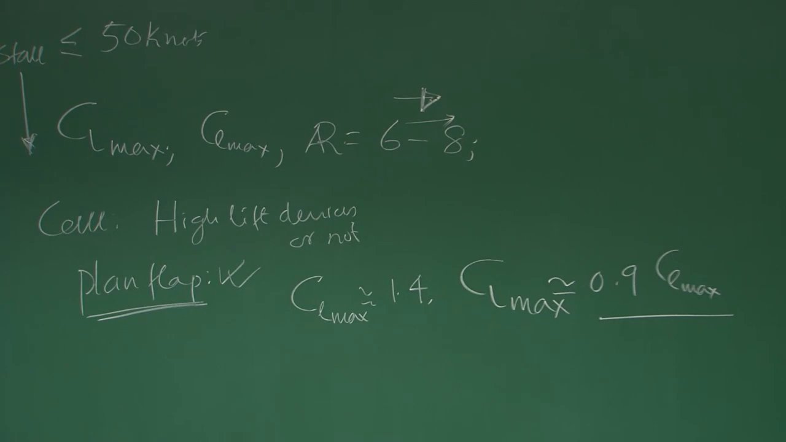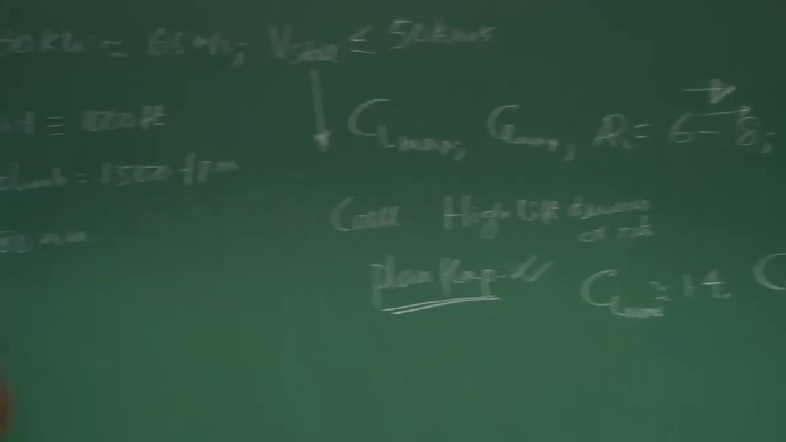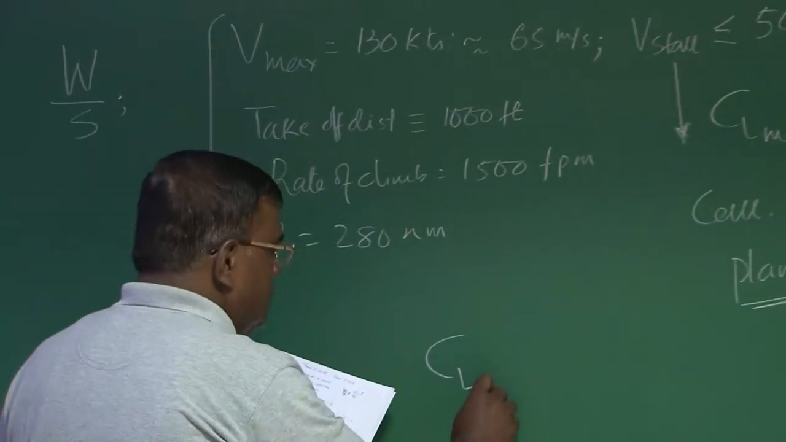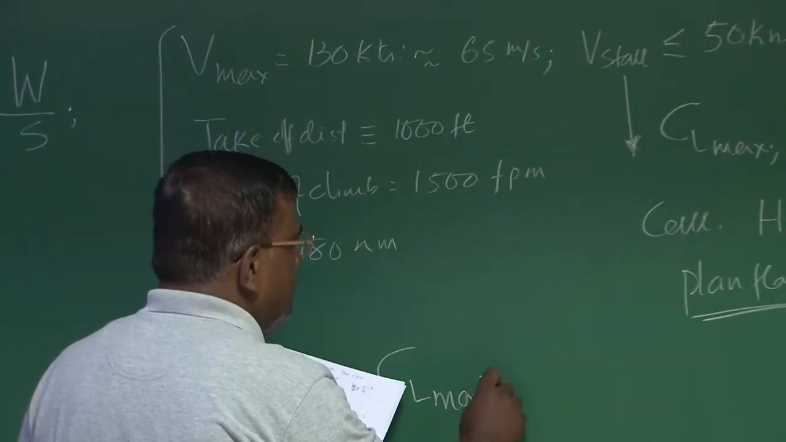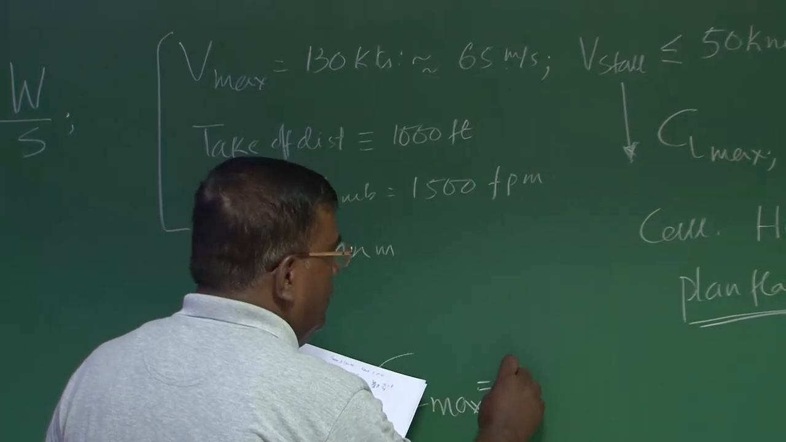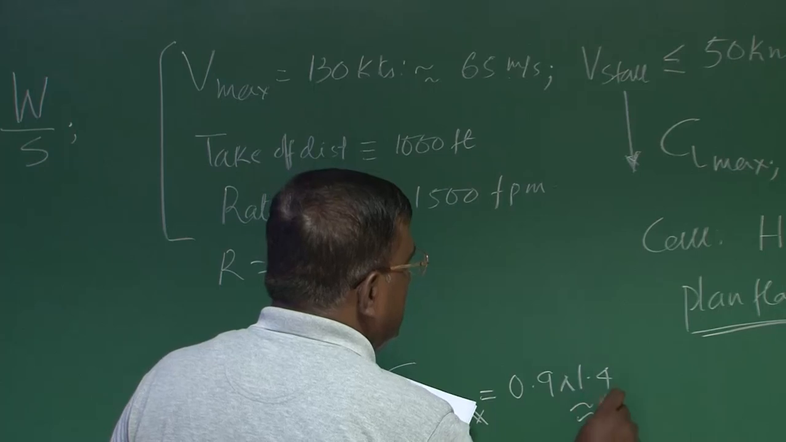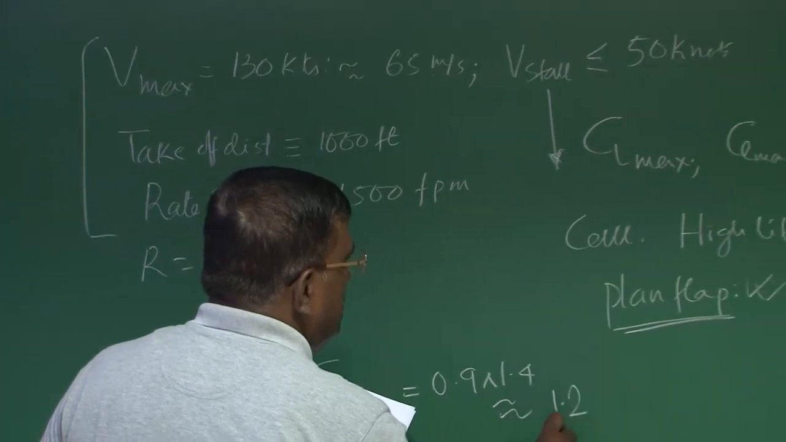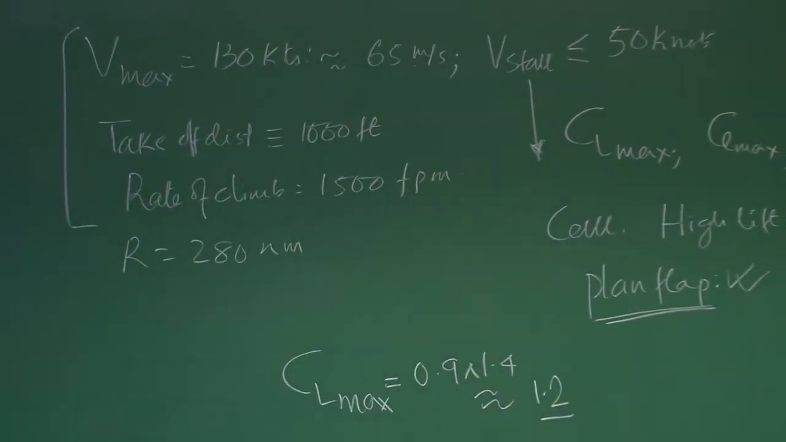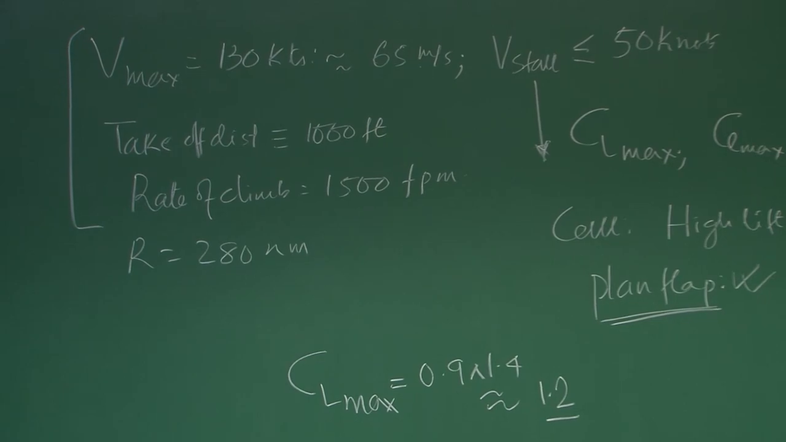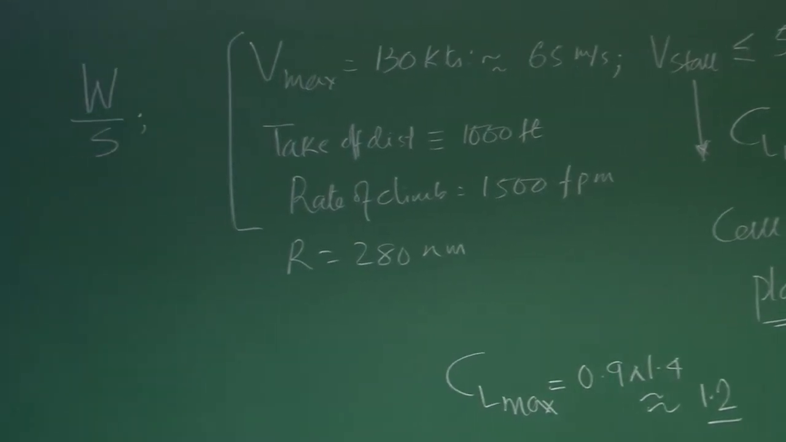If that is true, then I know that CLmax, which I'm going to use for V-stall, will be 0.9 into, let's say, 1.4, and roughly, let us say, it is 1.2. I'm giving some numbers, not exact numbers. The idea is how to use all those expressions which we have discussed.